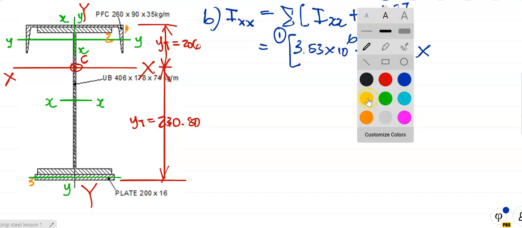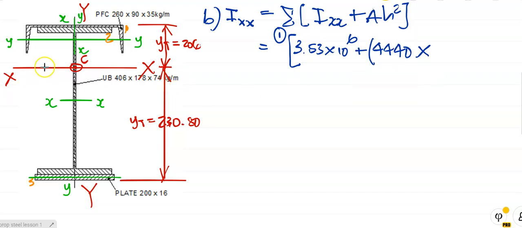Are you tuning in? H is the distance from the centroid of the element to the centroid of the whole cross section. Did you get that? H is the distance from the centroid of the element to the centroid of the whole cross section. Can we work at that?